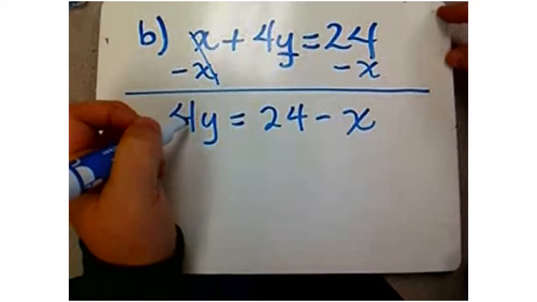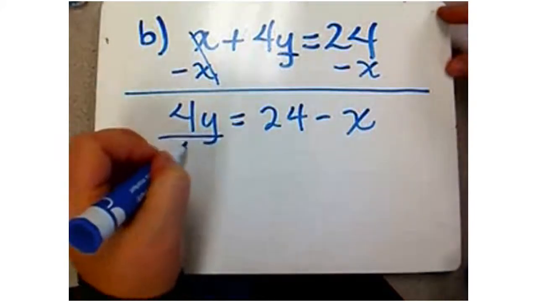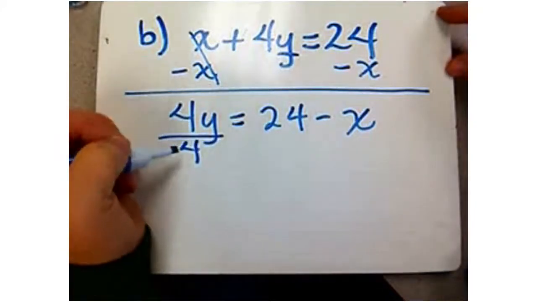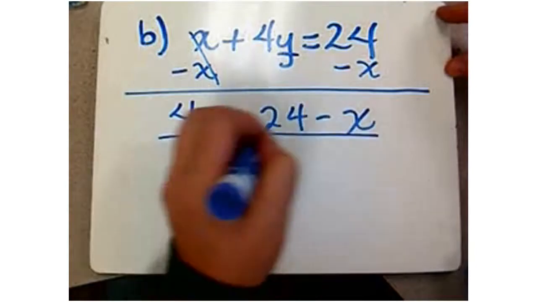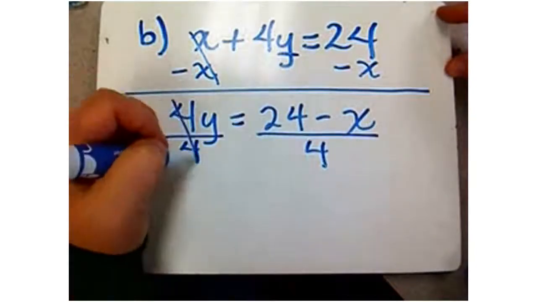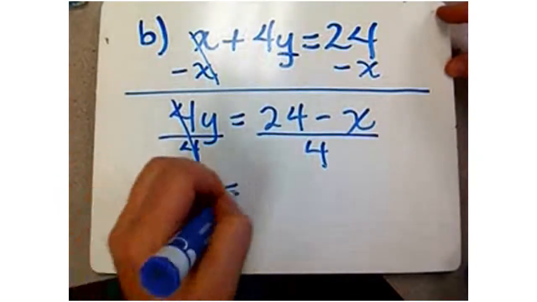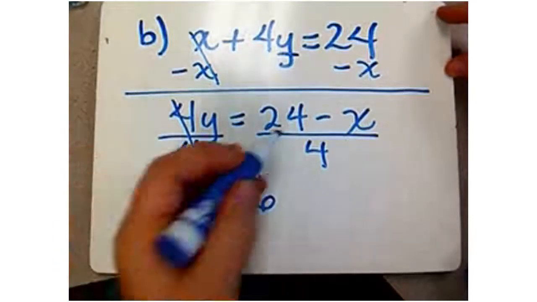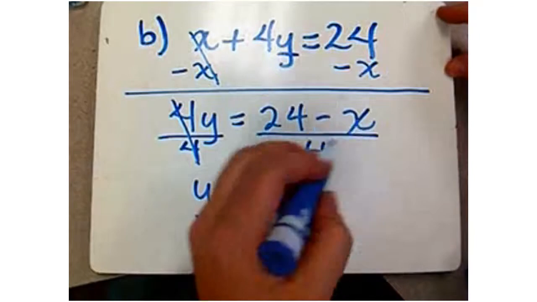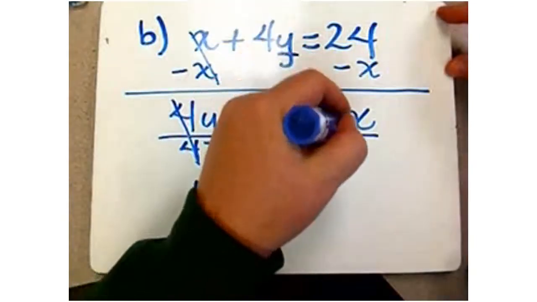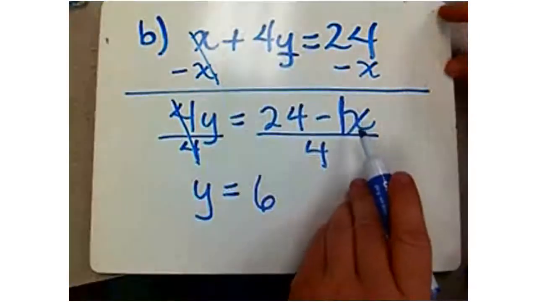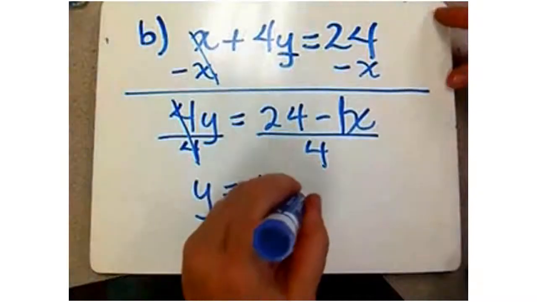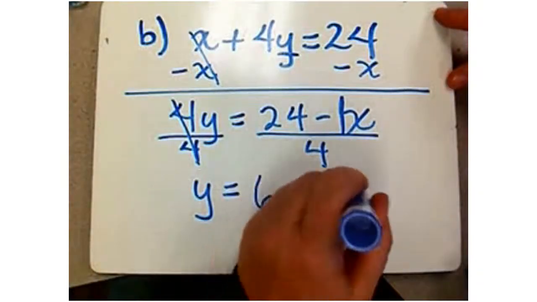Then the 4 times y, we have to divide by 4 to undo that. So we're going to divide by 4 on both sides. And y equals 24 divided by 4 is 6. And then minus x divided by 4. Remember, there's a 1 sitting next to your x. So that would be 1 divided by 4, or minus 1/4 x.